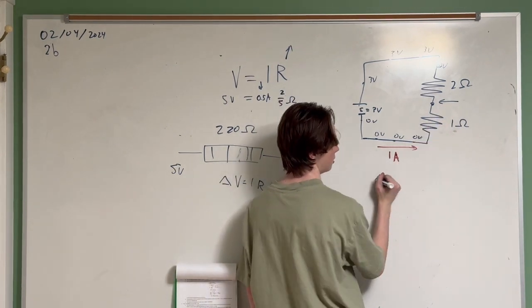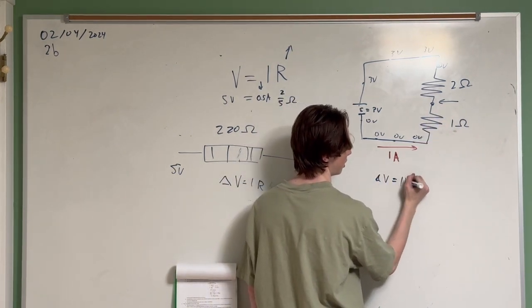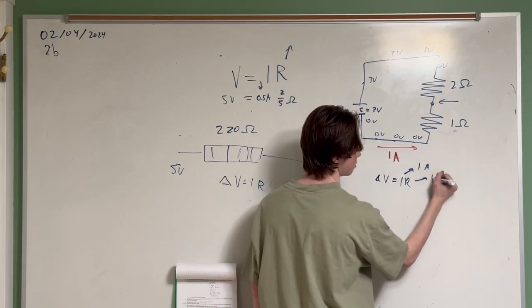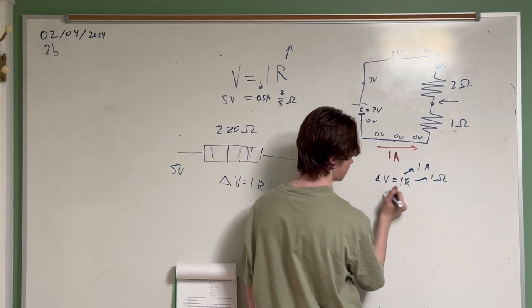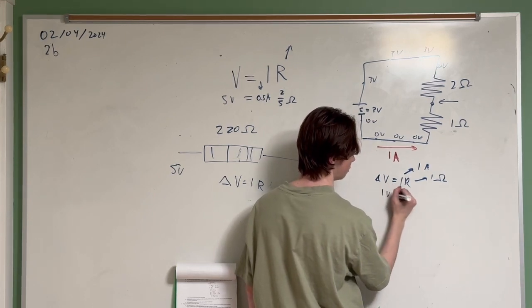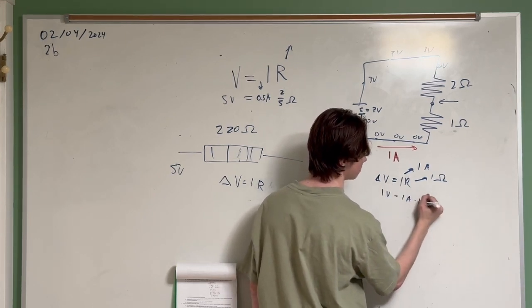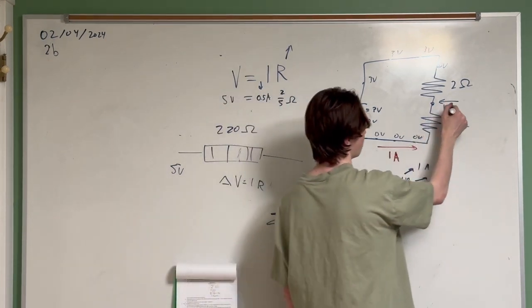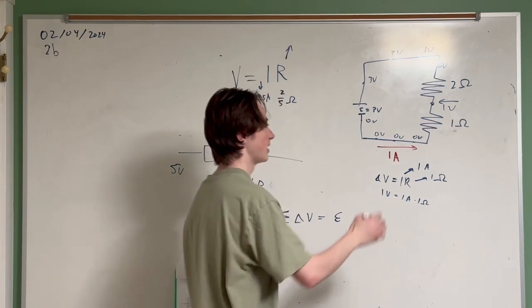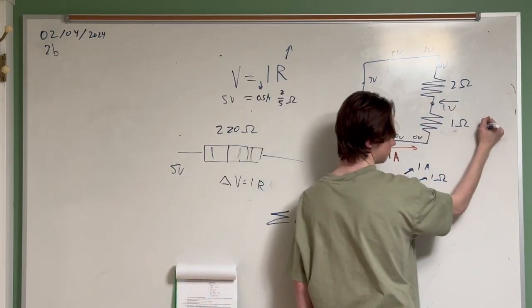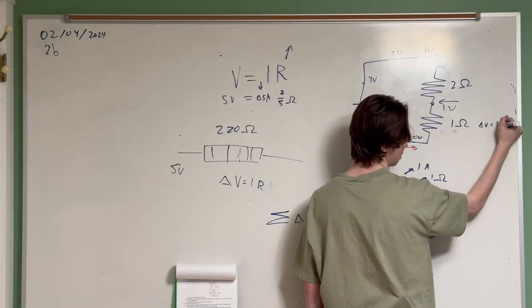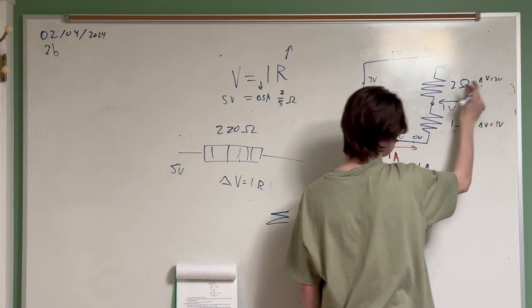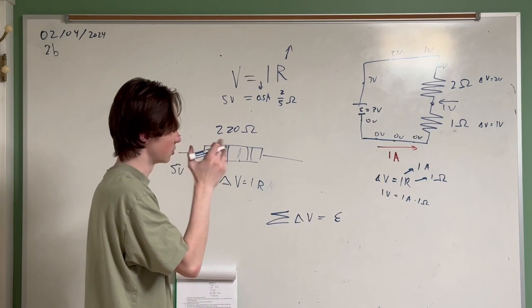From here, the voltage difference is equal to IR. I is 1 amp, resistance is 1 ohm. So we have 1 volt equals 1 amp times 1 ohm. By the way, these units end up working out. 1 volt here. And then as we go over the second one, the difference in voltage is 2 volts, because it's 1 amp times 2 ohms.